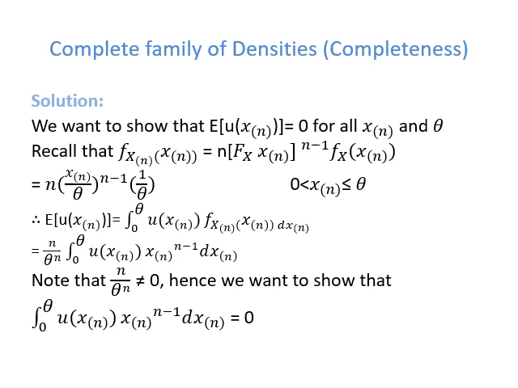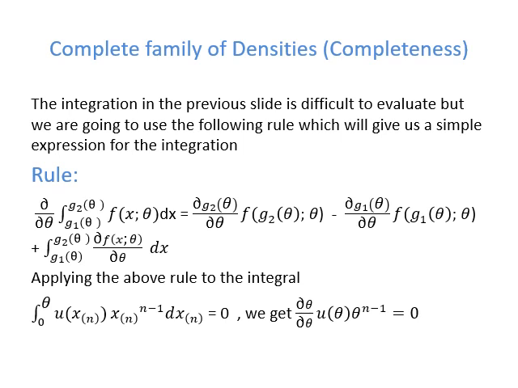So what do we want to show? We want to show that the integration from 0 to theta of u of Xn times Xn power n minus 1 dXn equals 0 implies that u of Xn itself has to be equal to 0 for all Xn. We want to show that if this integration is equal to 0, this implies that u of Xn itself should be equal to 0 for all Xn.